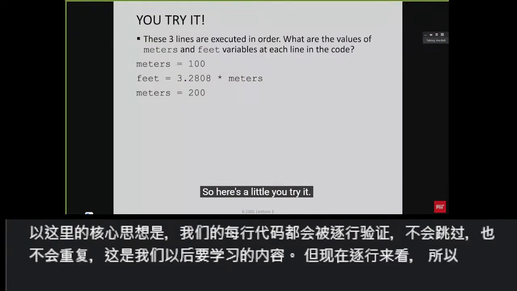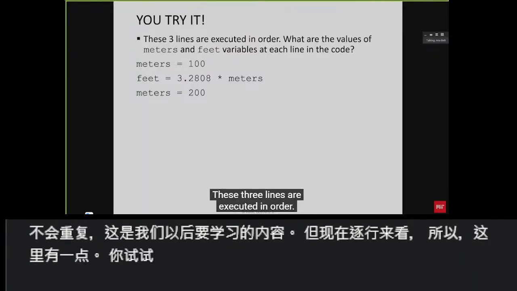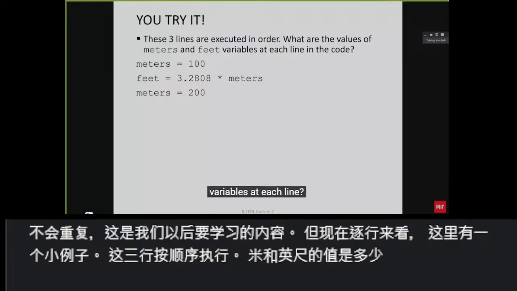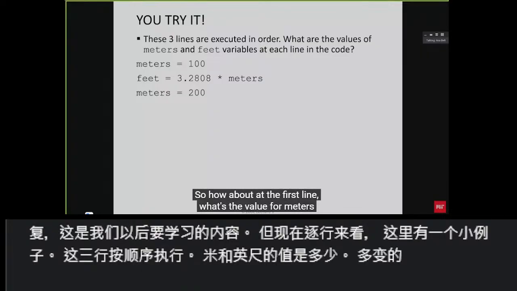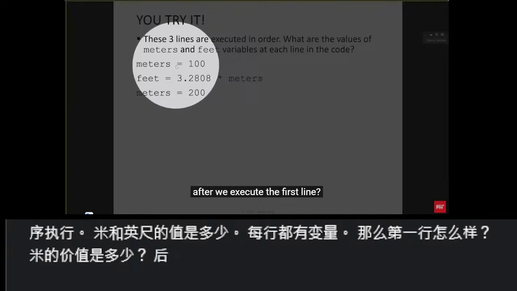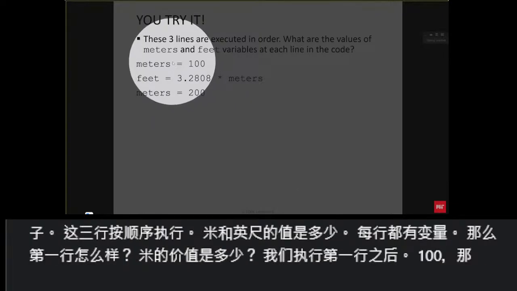So here's a little you try it. These 3 lines are executed in order. What are the values for meters and feet variables at each line? So how about at the first line? What's the value for meters after we execute the first line? 100. What about feet?